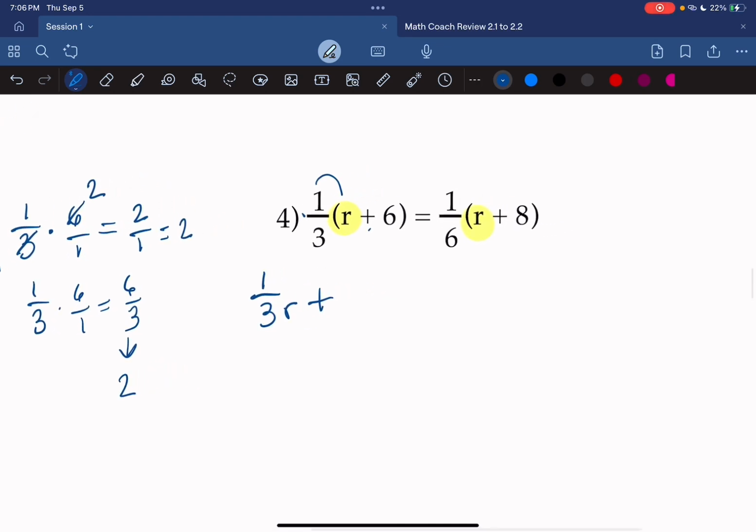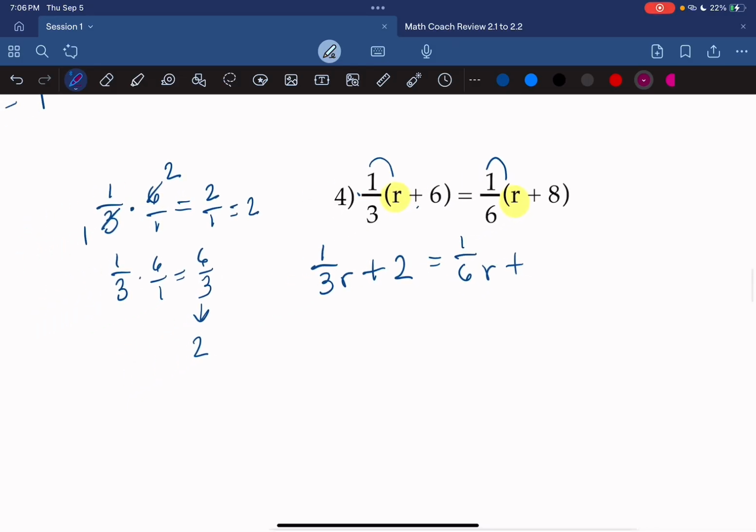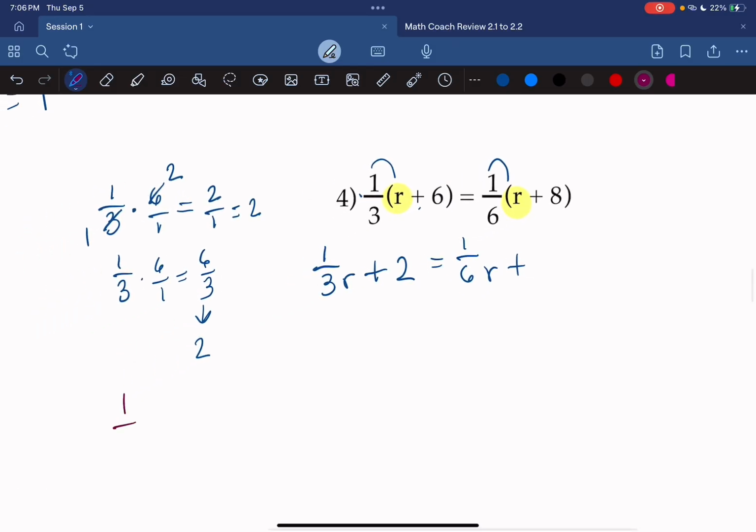Okay, so that's going to be plus 2 equals 1 over 6r plus, let's multiply once again off to the side, 1 over 6 times 8. Can we simplify this? Yes. We can simplify it by dividing by 2. 6 divided by 2 is going to give us 3. 8 divided by 2 is going to give us 4. So it's going to be 4 over 3 plus 4 over 3.